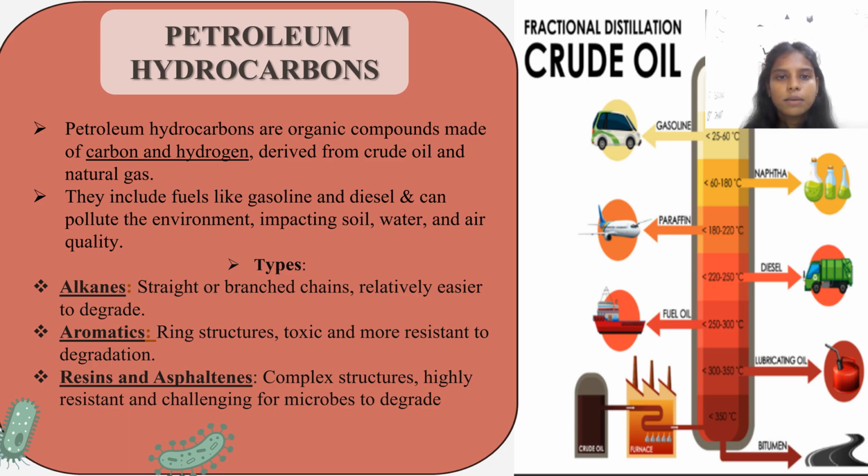Here you can see an image that depicts the fractional distillation of crude oil, which is heated in a column to separate it into products like gasoline, diesel, and lubricating oil based on their boiling points. After separation, each fraction has specific uses. Gasoline is used as fuel for cars, diesel powers trucks and machinery, kerosene is used in jet fuel and heating, and lubricating oils reduce friction in engines.